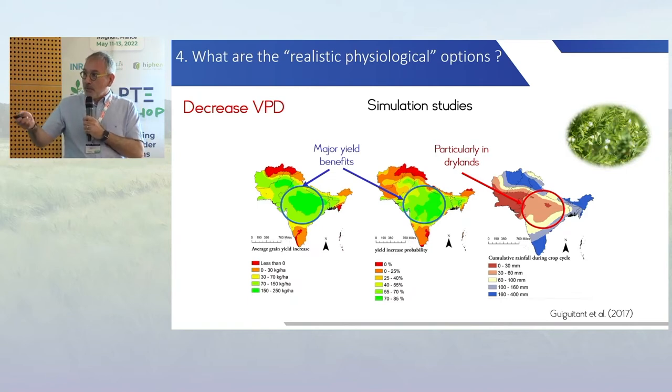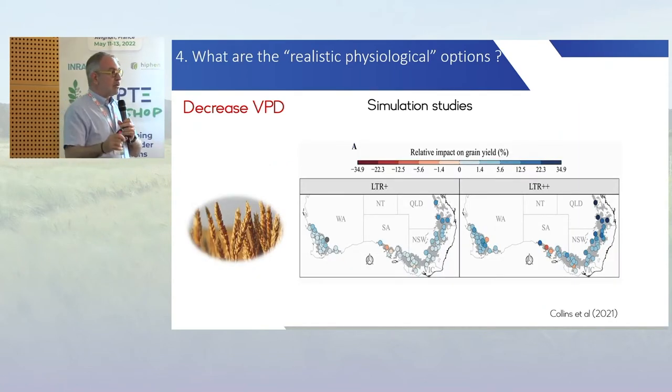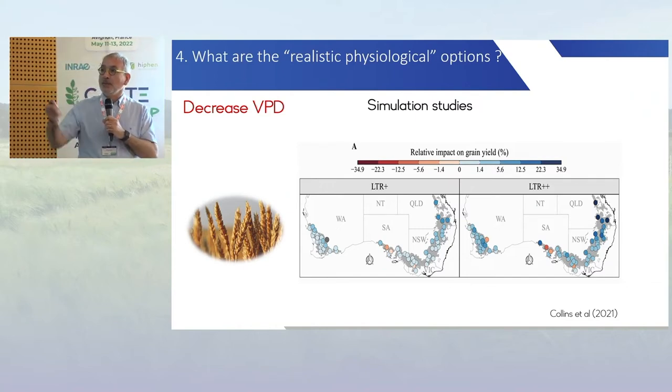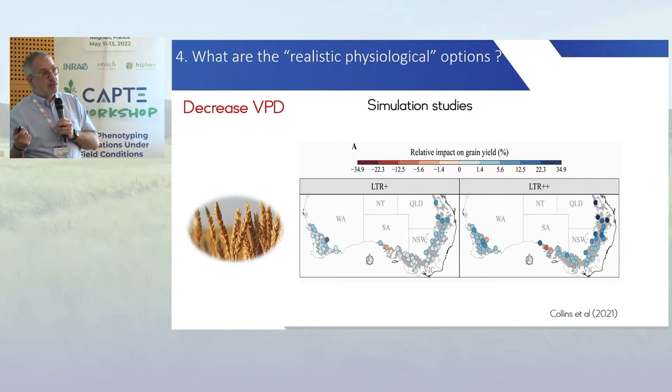In Southeast Asia, but mainly in the driest parts. This is the rainfall pattern of the region. So the higher yield benefits are shown in the driest part. Okay, and it's not just us who showed that. A recent study in Australia shows more or less the same thing. That's a wheat study with limited transpiration rate genotypes that shows a probability of a yield increase in parts of Australia, Queensland, and New South Wales.